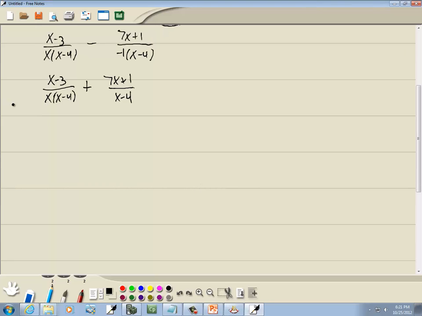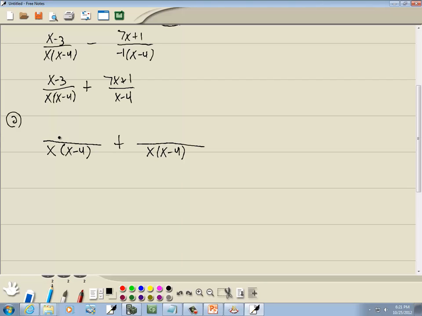Okay. Figure out what our LCD is. Well, I'll start with my first factor, the x. And it's a single x. That's different than x minus 4. So we're looking for the greatest number of single x's in a single denominator. There's one here, none here. So the greatest number of single x's is 1. Then I go to the x minus 4. I'm looking for the greatest number of x minus 4s in a single denominator. There's one here, so it'd be 1. So that'd be our LCD.